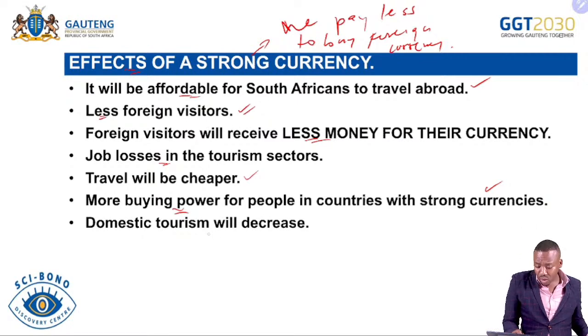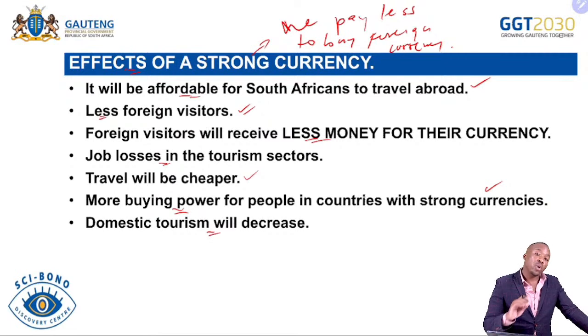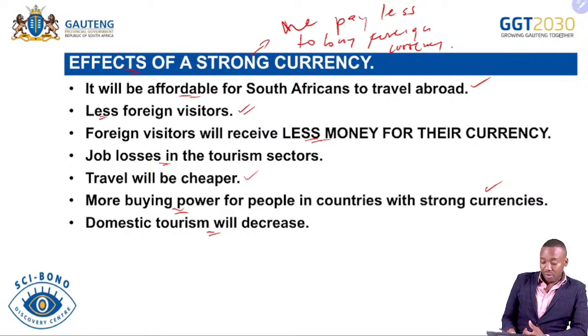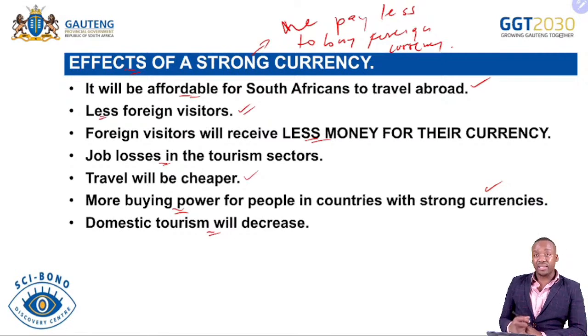Then when you have a strong currency, again, it can also have a positive impact on domestic tourism, because some people will say, let me just opt to do what? To travel and spend my money in my country. Then that is a positive thing for us. The effects of a strong currency, right?